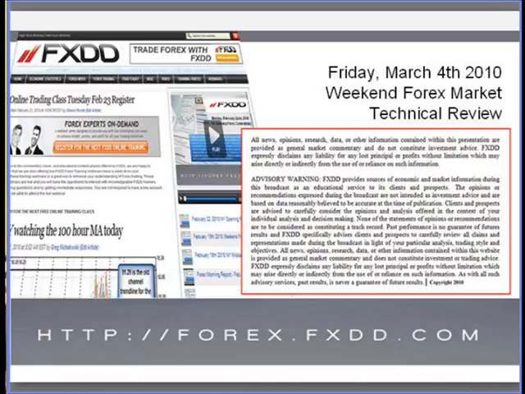During this review, over the weekend, we like to take a look at the markets, in particular the major currency pairs on a daily and hourly basis, kind of get a broad stroke view of where the market stands from a bias, either bullish or bearish, given the technicals that we look at.